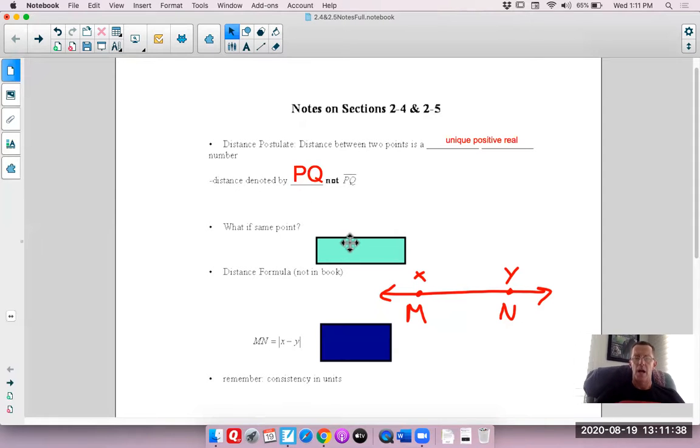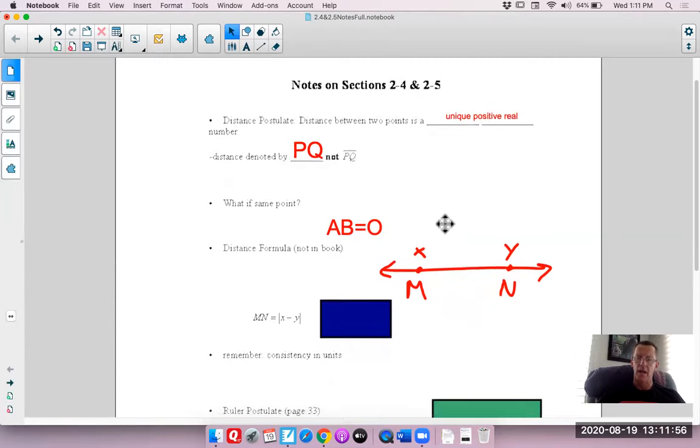Okay. What if, and normally we won't see this, but what if the same point went by two different names? Let's say it went by A and by B. What would be the distance? If you're thinking 0, you're correct. It's 0. Okay. All right.